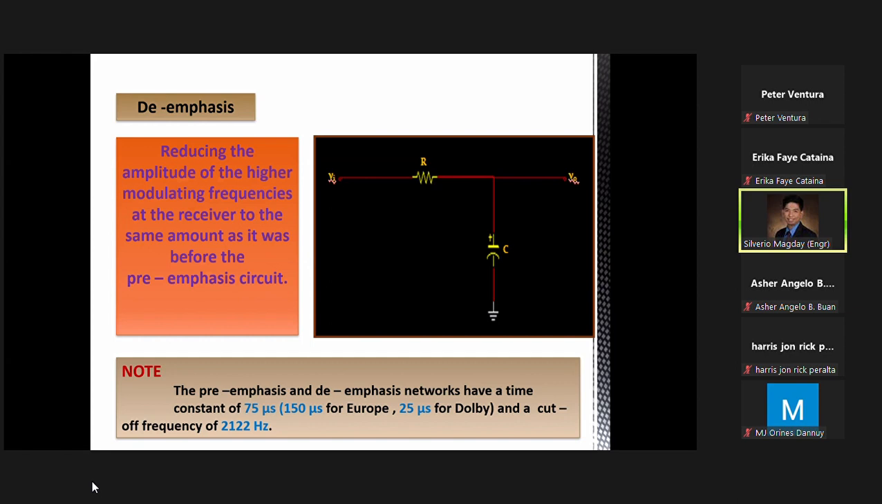So the pre-emphasis and de-emphasis networks have a time constant of 75 microseconds. In Europe, what is used is 150 microseconds, and 25 microseconds for Dolby. The cut-off frequency is 2122 Hz.